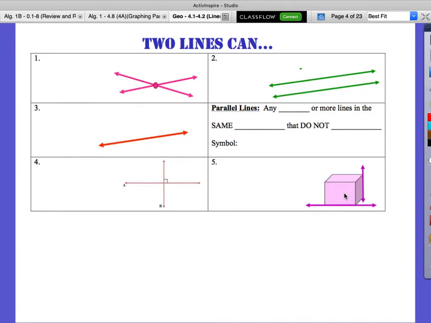So, okay. Two lines can, one, intersect at a single point. They can intersect at a single point, not to be confused with single ladies by Beyonce, okay? I said single. Dang it! I wrote lady instead of point. They can intersect at a single point.